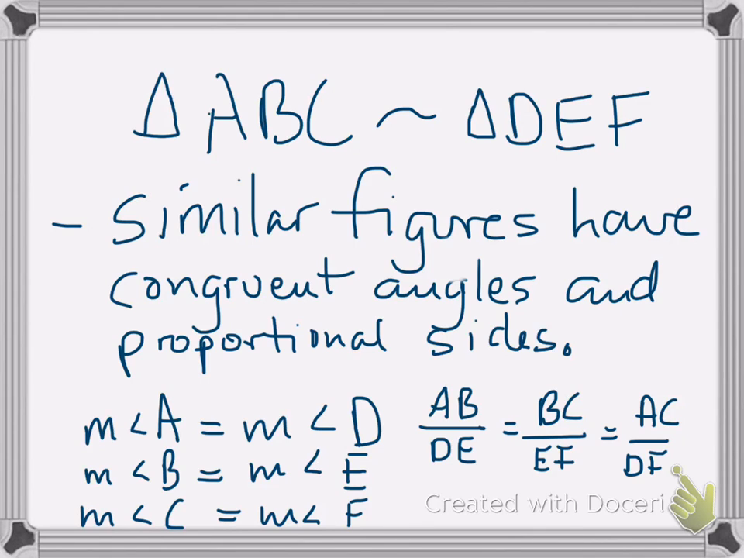It's 2. It's the length of AB divided by DE, it's 2, right? What's BC divided by EF? 2. What's AC divided by DF? 2. I see it. Right? So the ratio of the sides is 2 to 1. That is called the scale factor, yes. Very good. It's also the ratio of the two sides.